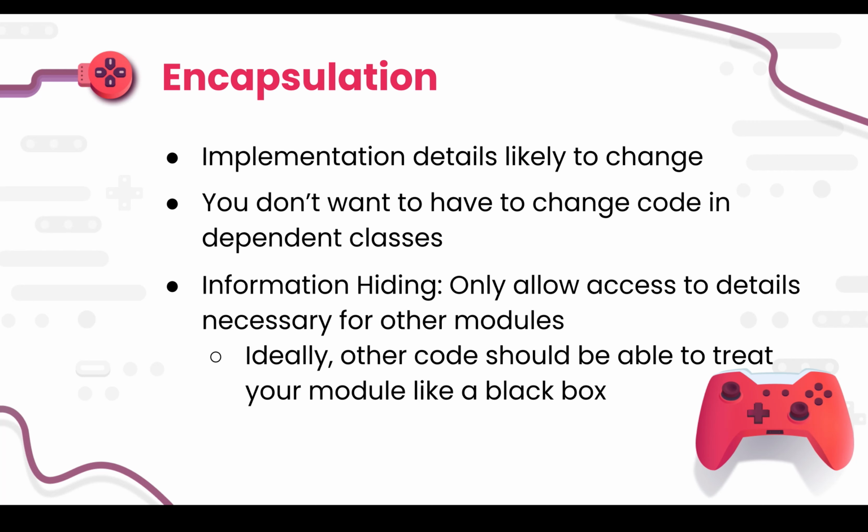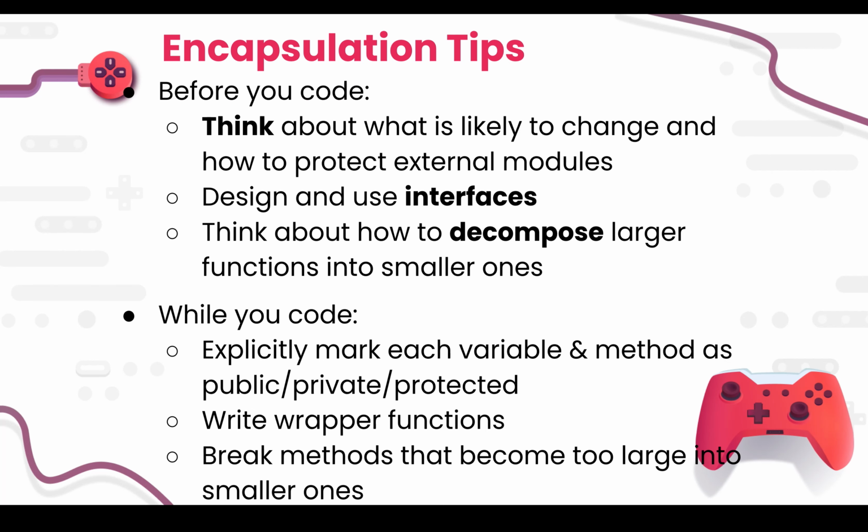Therefore, we want to use the principle of information hiding, in which we only allow access to details other code actually needs. Ideally, your other code should be able to treat one class as a black box, so that even if the implementation inside the black box changes, you don't have to make any other changes outside of that black box. Here are some tips to help you achieve encapsulation when you code for games.